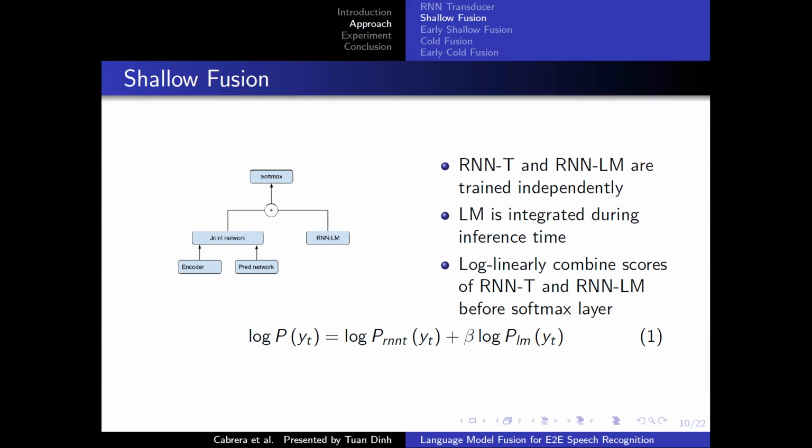Shallow fusion log-linearly combines the score of RNN-T and the language model before the softmax layer, as in equation 1, and this happens during inference only. In equation 1, beta is the interpolation weight, which needs to be tuned with a separate dev set.